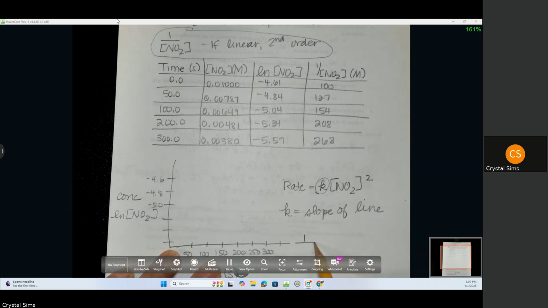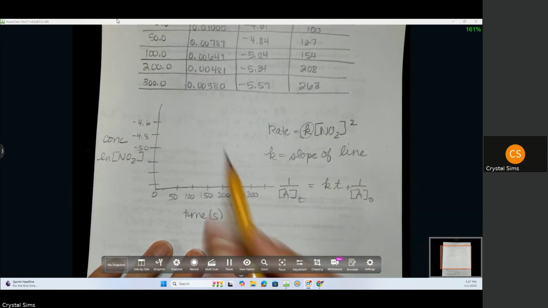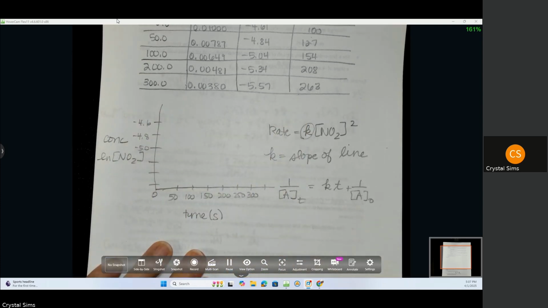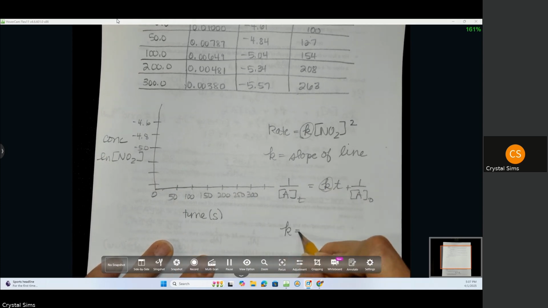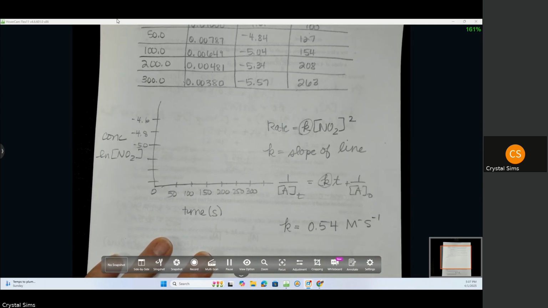And we can easily use our equation to solve for this. So if we put in our equation for a second order reaction, it looks like this. And we can plug in any line up here on our data and solve for K. And when we do that, K is going to be equal to 0.54 molarity to the -1 second to the -1.